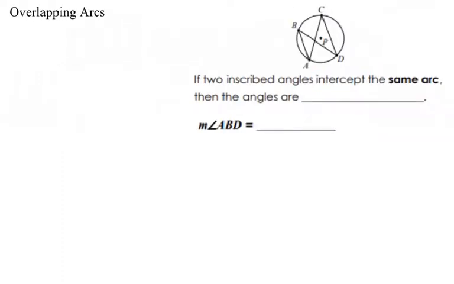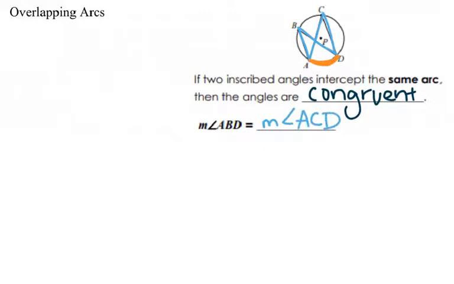All right. And then the last thing we're going to talk about is overlapping arcs. So, if two inscribed angles intercept the same arc, then the angles are congruent to each other. So if you'll notice, angle ABD and angle ACD both have the same intercepted arc. So that means they both have to be equal to each other. So the measure of ABD is equal to the measure of ACD. If they're intercepting the same arc, they have to be congruent angles.